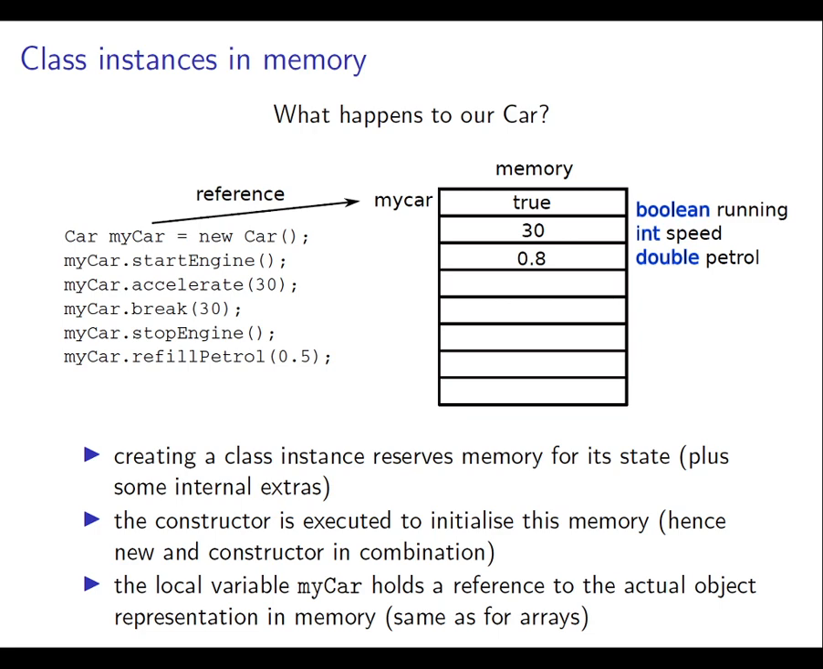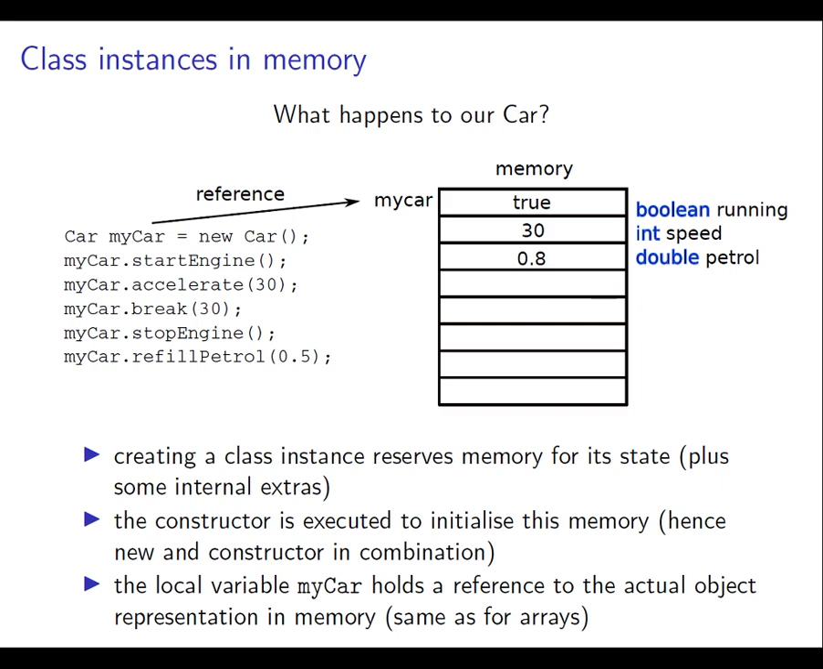Creating a class instance reserves memory for its state, and it does a bit of extra stuff as well, which you don't need to worry about too much right now. The constructor gets executed and it initializes this memory. It sets it up with the correct set of default values. So you use new and the constructor in combination.